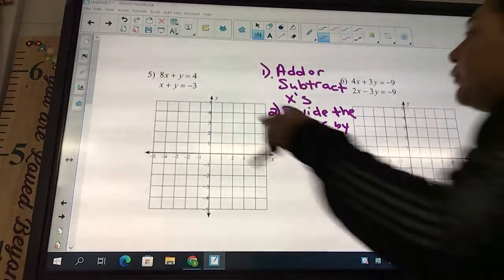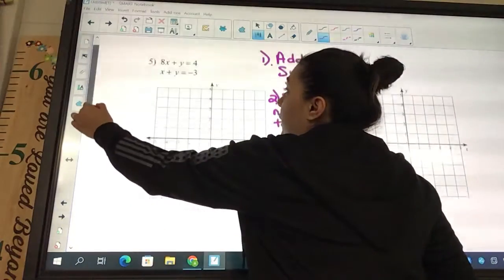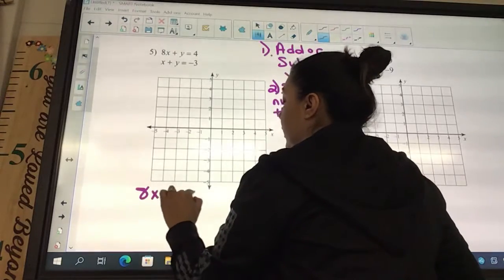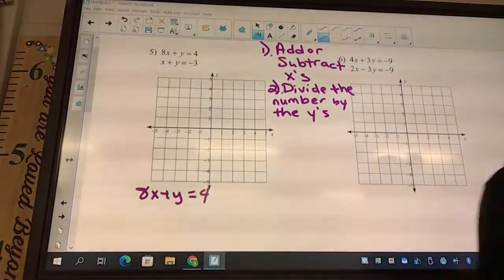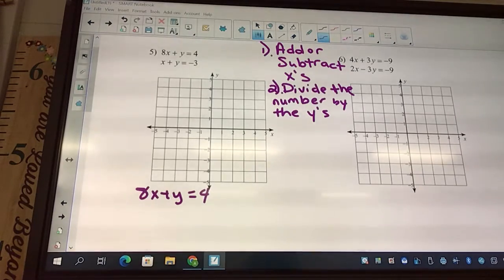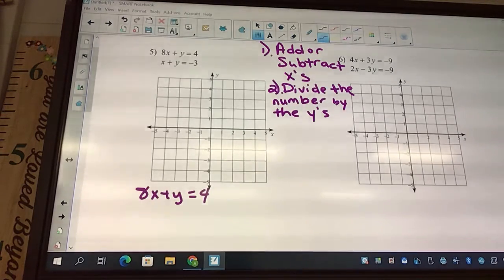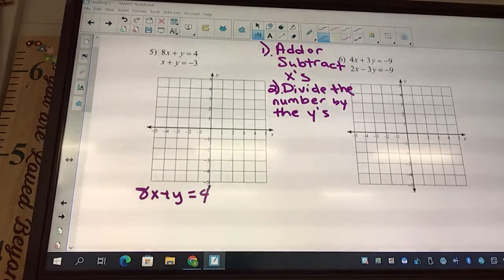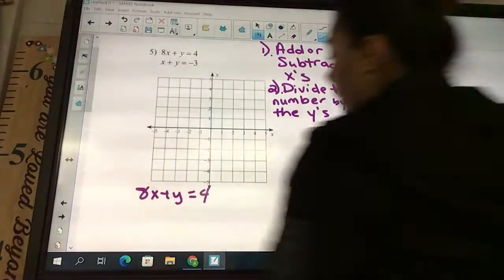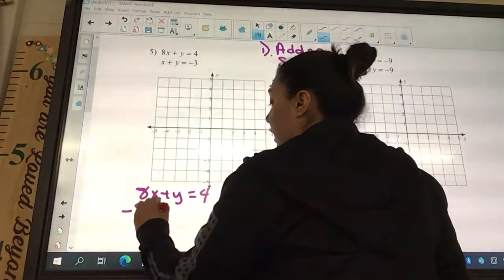Okay, so if we look at this first one, and I'm going to write it down here. I got 8x plus y equals 4. Okay, so do we need to add or subtract those x's? Well, you got to look, is that a plus x or a minus x? So in this case it's a positive, so you're going to subtract the x. So you're going to say minus 8x.